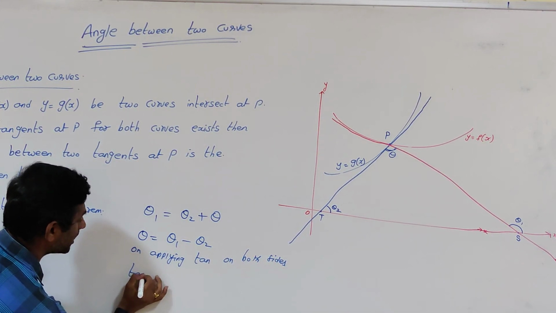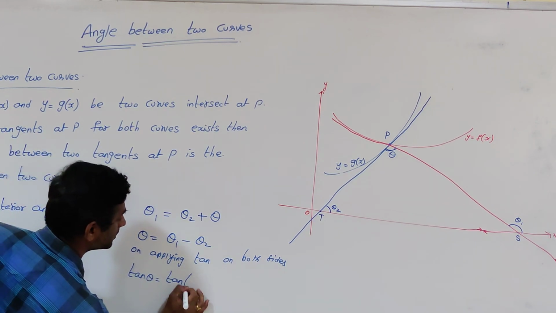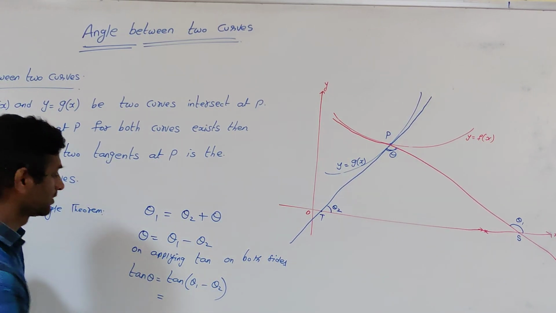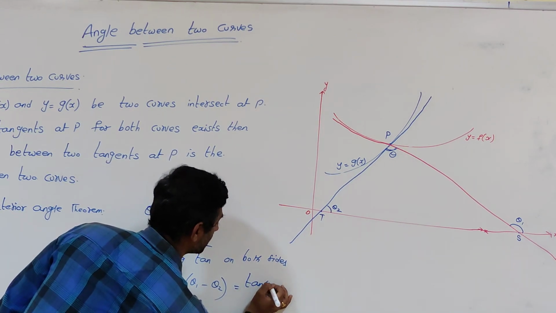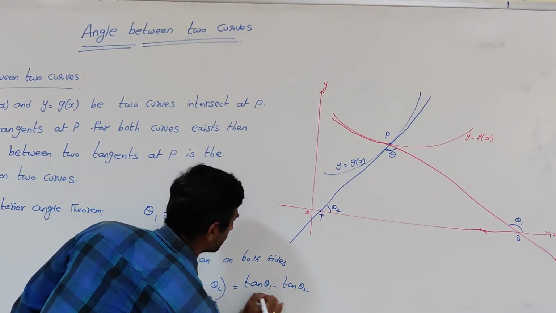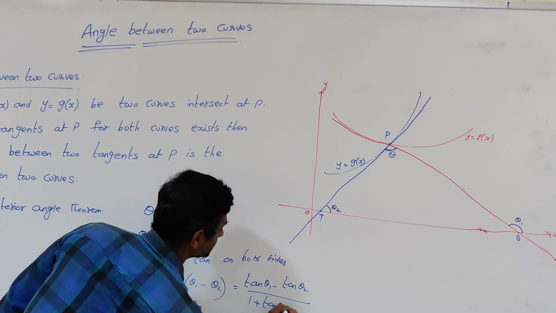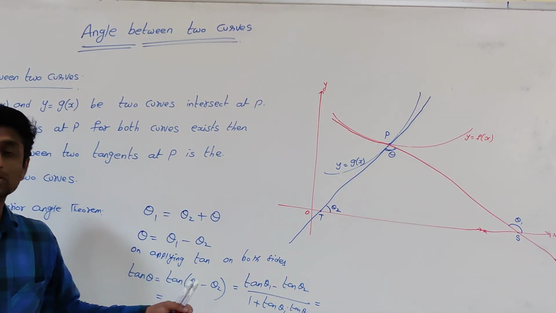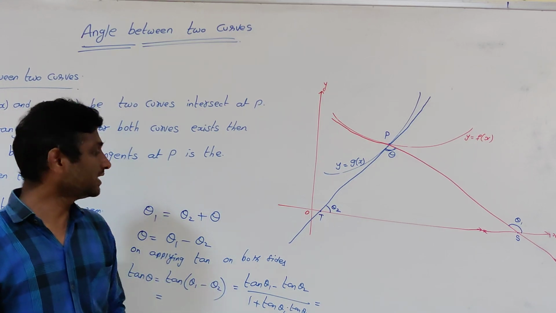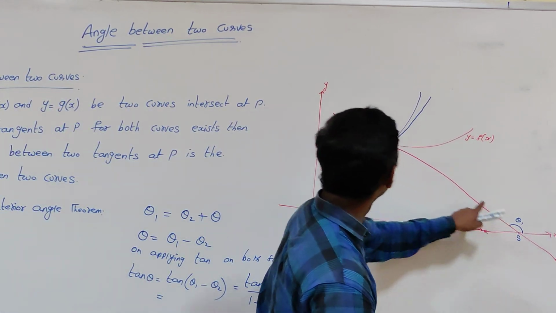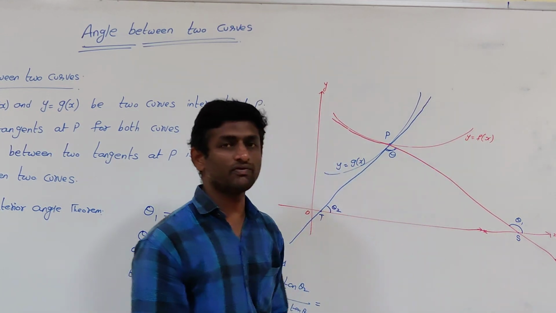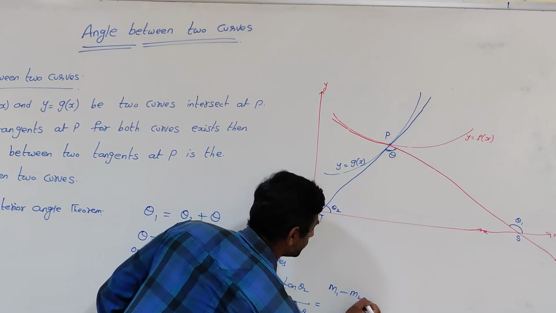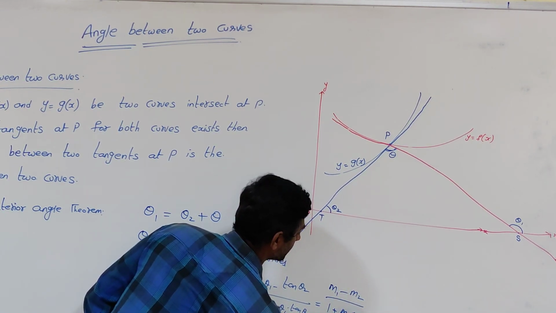That is, tan theta is equal to tan of theta 1 minus theta 2, which is in the form of tan of a minus b, which is tan theta 1 minus tan theta 2 by 1 plus tan theta 1 into tan theta 2. Tan theta 1 is the slope of the tangent line at P for the curve, the red line, which is y is equal to f of x. So that indicates m1 minus m2 by 1 plus m1 m2.